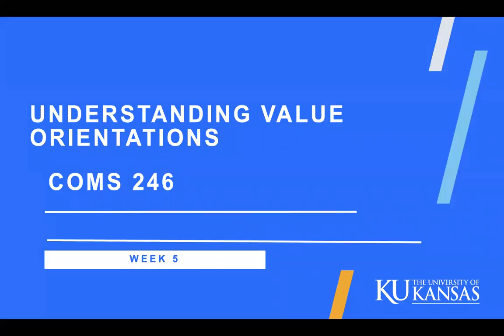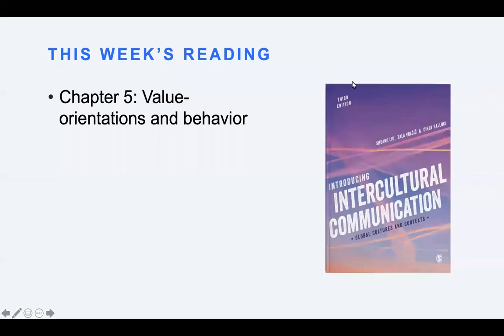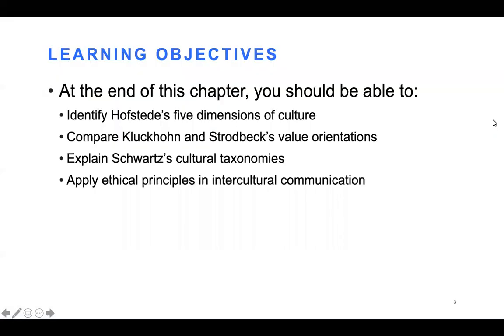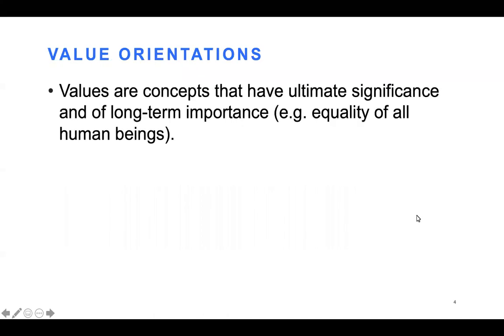Welcome to week 5 of COMS 246, where we are going to discuss value orientations and behavior in chapter 5 of the textbook. At the end of this chapter, you should be able to identify Hofstede's 5 dimensions of culture, compare Kluckhohn and Strodbeck's value orientations, explain Schwartz's cultural taxonomies, and explore and apply ethical principles in intercultural communication.